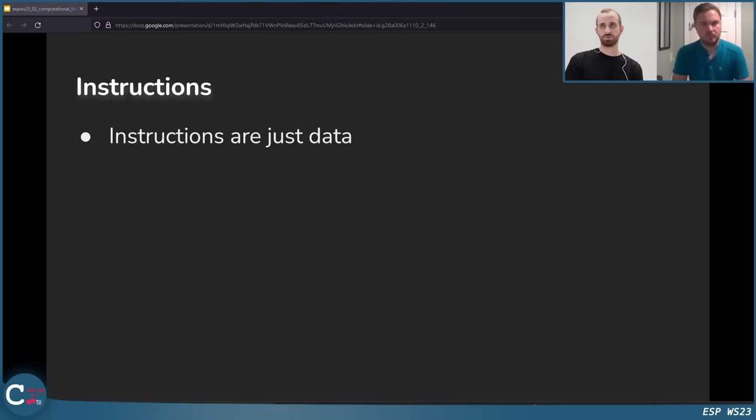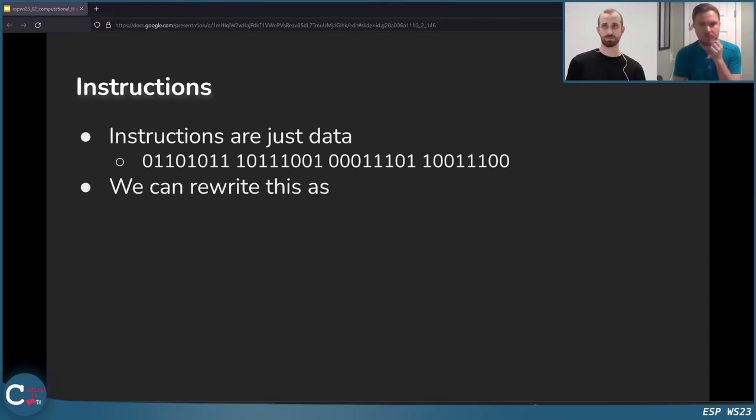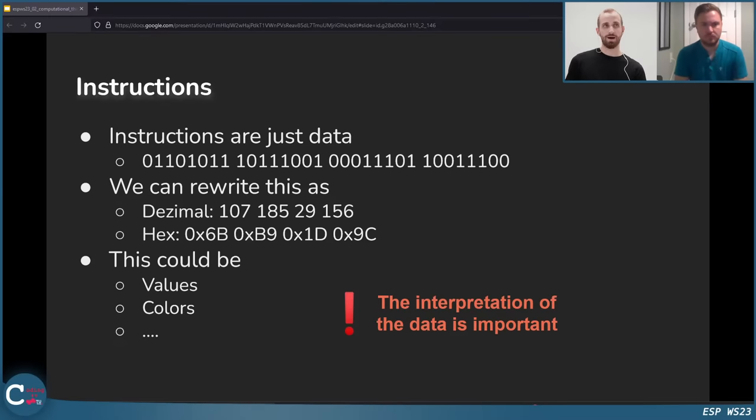But at first I want to show you that instructions are really just data. Let's say we have this type of information, this type of data, and as we have seen, we can interpret it in so many ways. We can rewrite this in decimal values or as hexadecimal. It doesn't really matter because it's only important how we interpret it. It could be values, it could be a color, or it could be an instruction. So these bits, these bytes, can also be interpreted as an instruction for a computer.